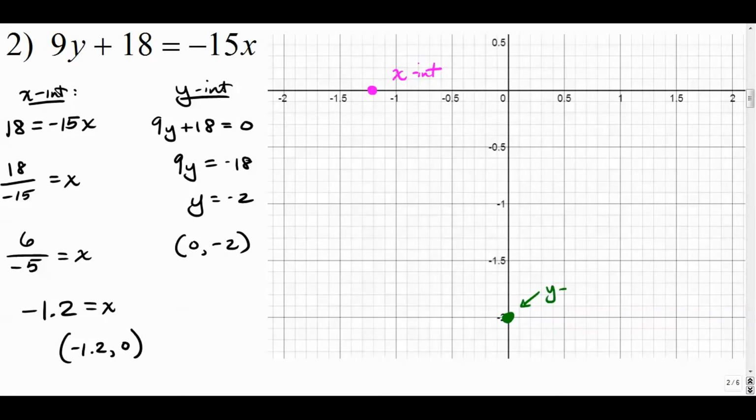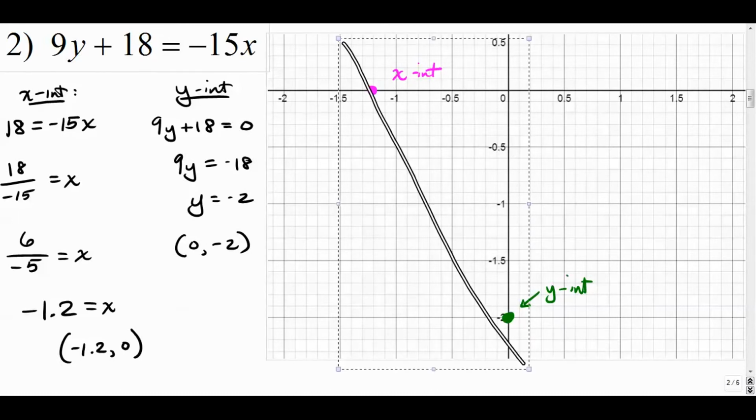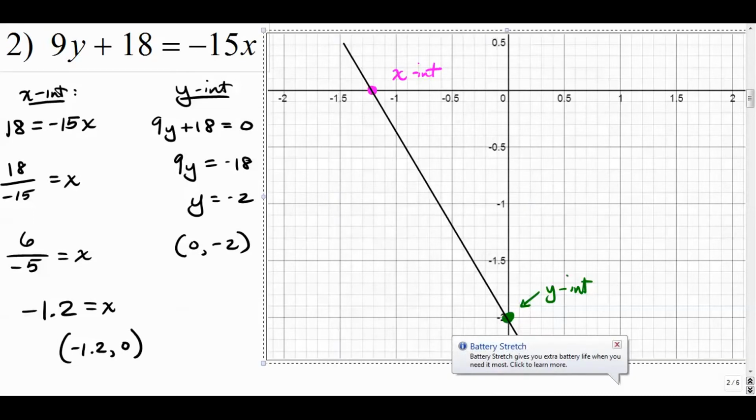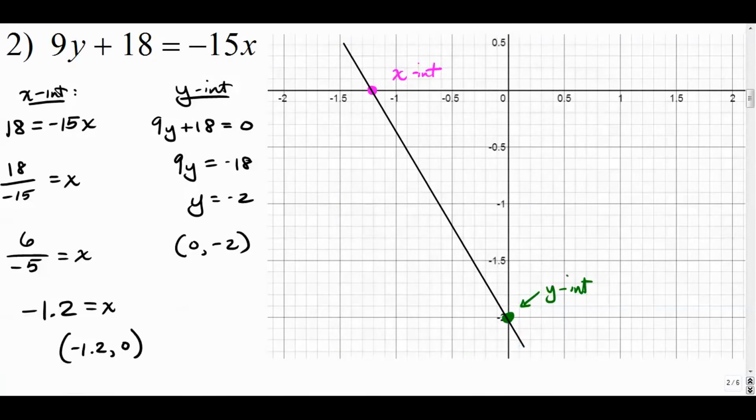So that's my y-intercept. And then of course you would just kind of connect the dots as best you can. It's a little bit tricky for me to do it on here. I don't have a ruler, but maybe if I straighten this out it might help me. Change it to a line. There we go. And I'll just kind of shape it in there. Not bad. And of course you want to put arrows in the ends.